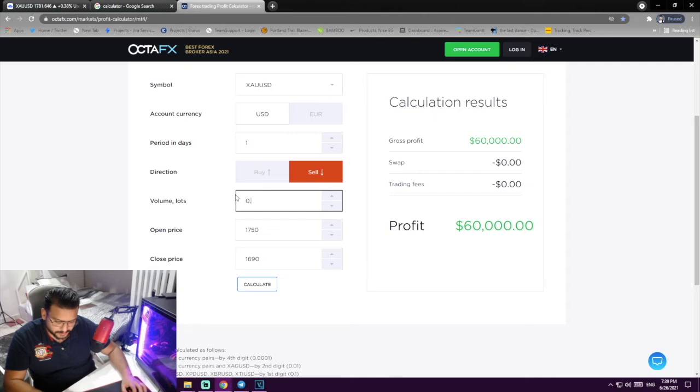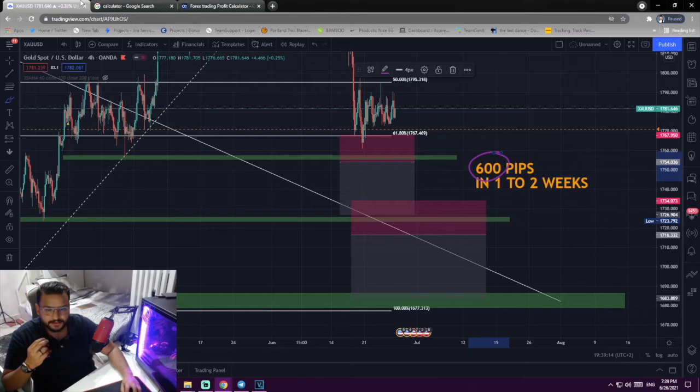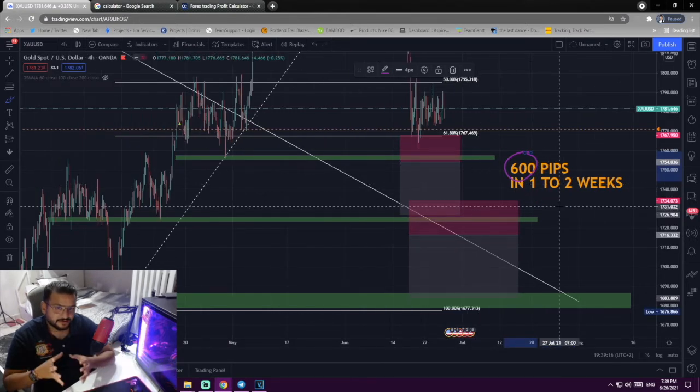If you put 10 lot size, that's $60,000. If you put in 0.01, that's $60. So based on your account, we can show this and make a lot of money.